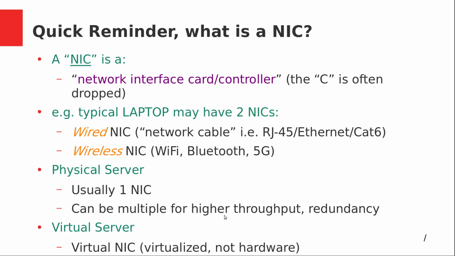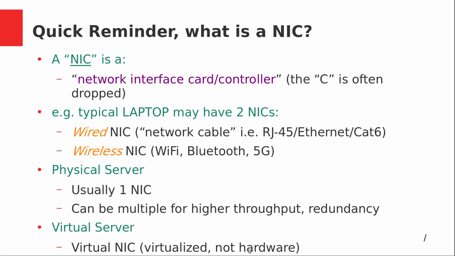You might do that for higher throughput. You can team together the NICs and combine two into one, so you get higher throughput, or it could just be for redundancy. If one fails, you still have another. If it's really redundant, they may exist even on separate networks. And then we think about a virtual server, which is obviously much more common now, virtual machine. And if you think about it, being all virtual, it will also have a virtual NIC. Typically, as I say, it's virtualized, it's not actual hardware.